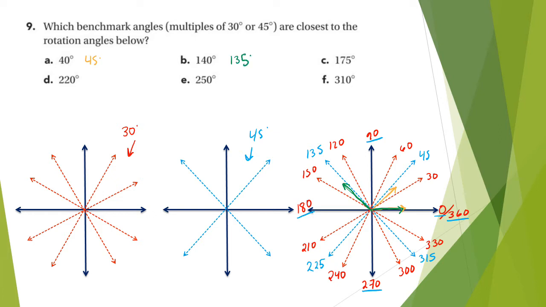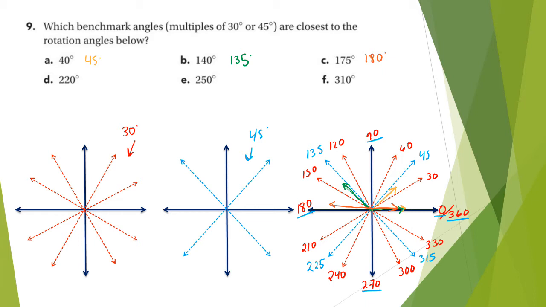175 degrees is getting pretty close to 180. And so again, if I sketch this on here, 175 is really close here. It's almost a straight angle, but not quite. I'm going to call this closest to the benchmark of 180.